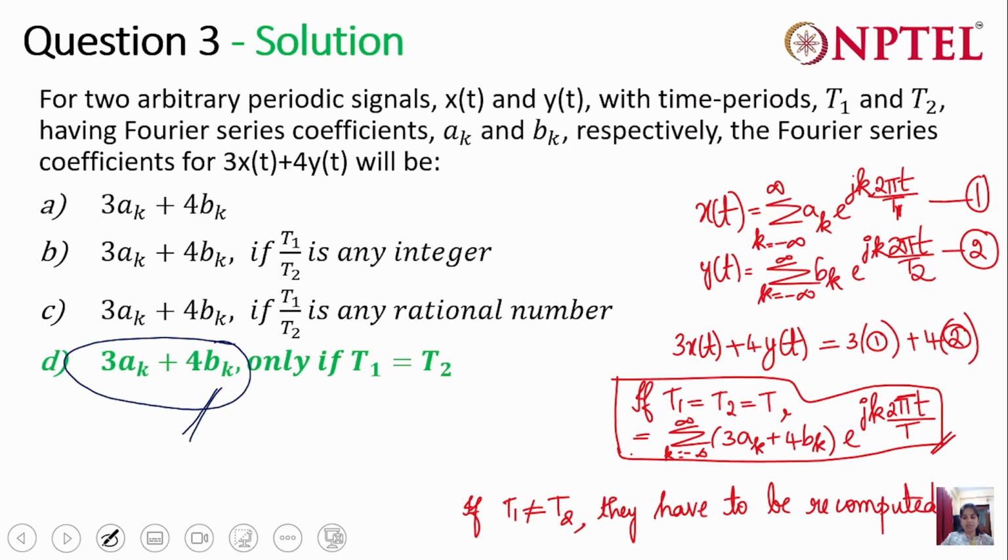So what I was trying to tell here is, when we have 3x of t plus 4y of t, the Fourier series coefficient of this resultant signal can be 3ak plus 4bk only if T1 is equal to T2 is equal to a common period T. Otherwise, we cannot write their Fourier series coefficients as 3ak plus 4bk. We have to compute them.